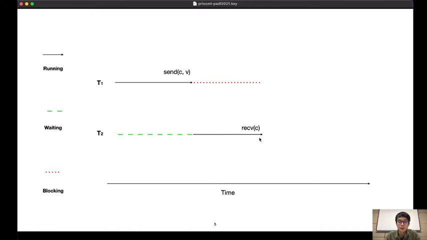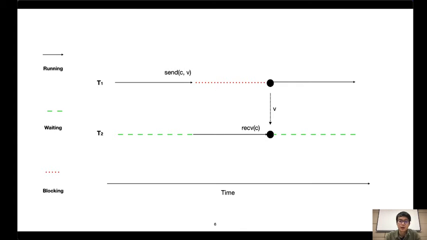T2 runs until it performs a receive action, which receives from channel C. Note that this is a pairing of send and receive, both trying to act on channel C, so we can pair them together. Once we pair them, the value V will be sent from T1 to T2. After the communication, T1 gets unblocked. It has a chance to be scheduled, and once it is scheduled, T1 will be allowed to get up and running again.